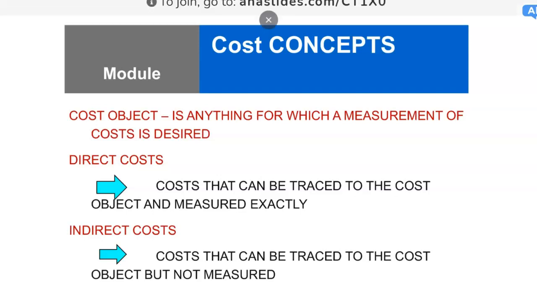Electricity was used in this plant and also drove the equipment. So the electricity is necessary to produce my desk, but I can't measure how much electricity went into it. So you see what we're getting at. We're looking at costs of accumulating the cost for one object.